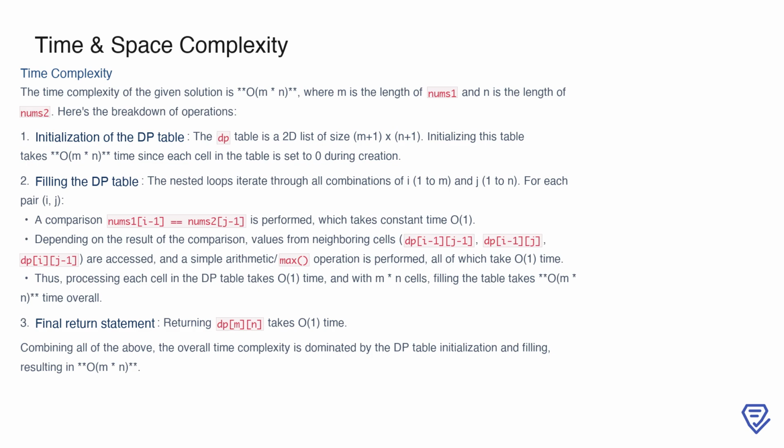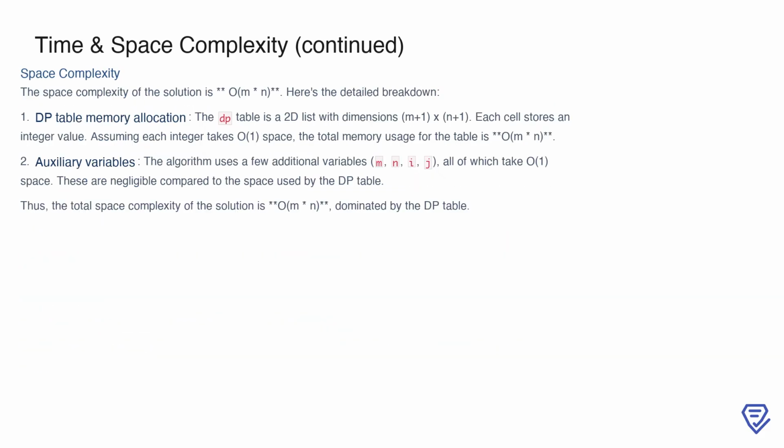Since processing each cell takes O(1) time and there are m*n cells, filling the table also requires O(m*n) time. Finally, returning the result stored in dp[m][n] is an O(1) operation. When we combine these steps, the overall time complexity is dominated by the initialization and filling of the DP table, resulting in O(m*n). The space complexity of this approach is also O(m*n), and here's why.